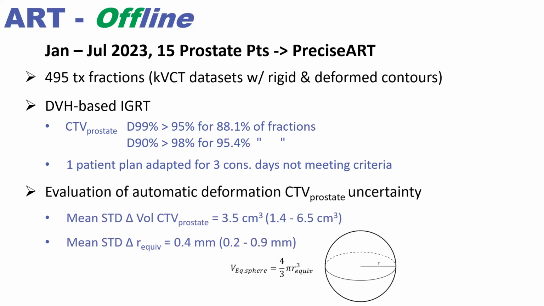The uncertainty evaluation was more difficult, and you can see this is what we saw as the mean standard deviation, the volume change inside the prostate. So it's around 3 cubic centimeters. If you do an equivalent sphere, it's about 0.5 millimeter. So you go, oh, that's not that bad. But we saw that really the deviation tends to be in certain points.